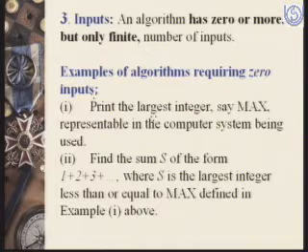Number 3. An algorithm may have 0 or more inputs. Sometimes there may not be any input at all. You may know that for a particular computer, the largest number which can be represented in the memory of the computer and which can be printed out is already pre-assigned. So this may be an algorithm, print the largest number. In this case, the number of inputs is 0.